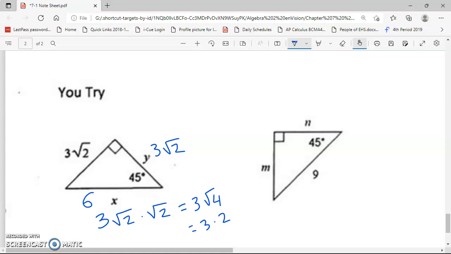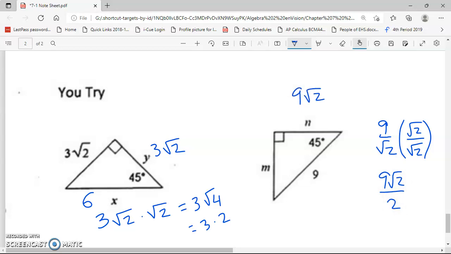All right, now for this one, we know the hypotenuse, so we have to divide by the square root of 2. But that has a square root on the bottom. We don't like that, so we're going to multiply by square root of 2 over square root of 2 to rationalize. And we wind up with 9 root 2 over the square root of 4, which is 2. And that means that these two sides are 9 root 2 over 2. What you might notice is that dividing by the square root of 2 is the same thing as multiplying by square root of 2 divided by 2.